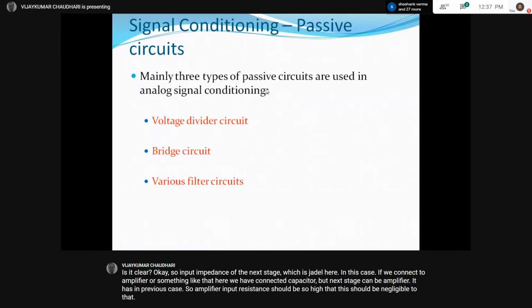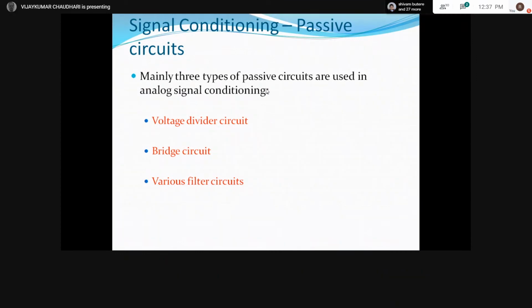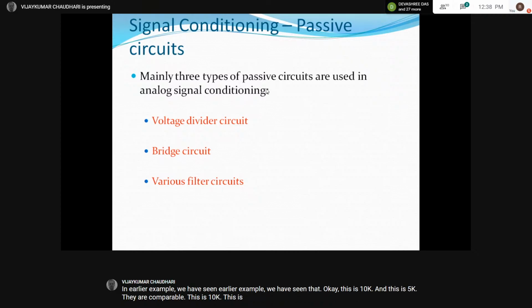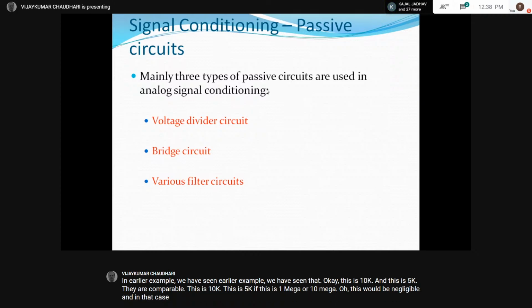Now some signal conditioning circuits we will discuss. Mainly three types of passive circuits. The signal conditioning circuit, as we already said, can be a passive circuit like resistor, inductor, capacitor, networks containing resistor, inductor, capacitor. These are called passive components, right? Whereas the transistors and amplifiers and op-amps and all these semiconductor devices are active circuits, active components. So signal conditioning circuits can be either passive circuits or active circuits.